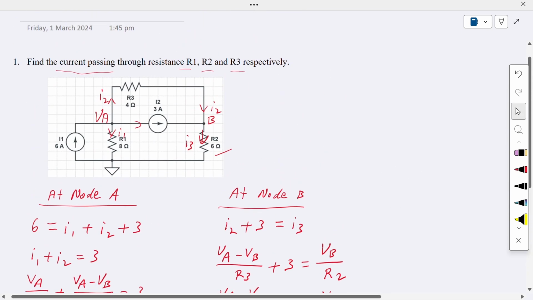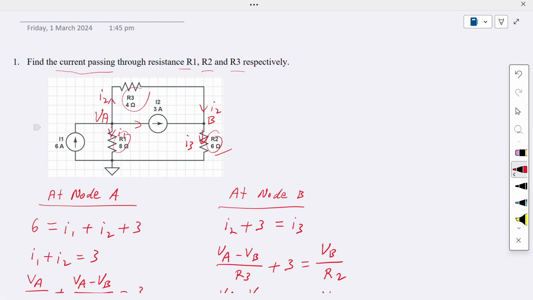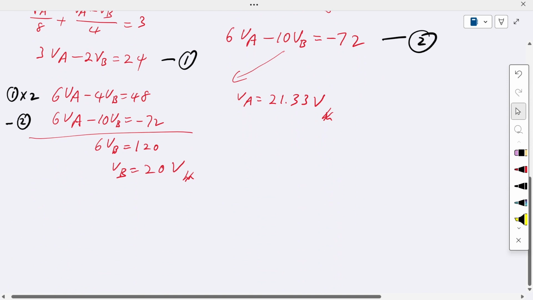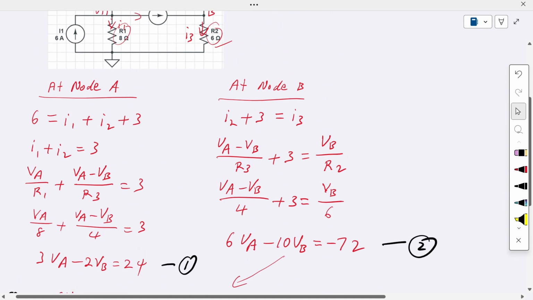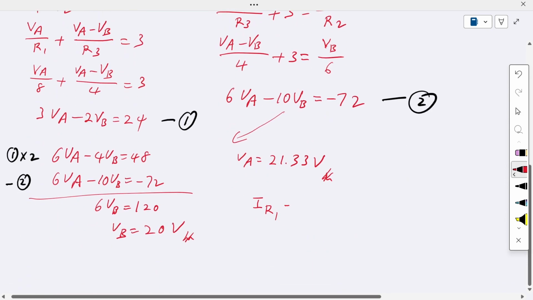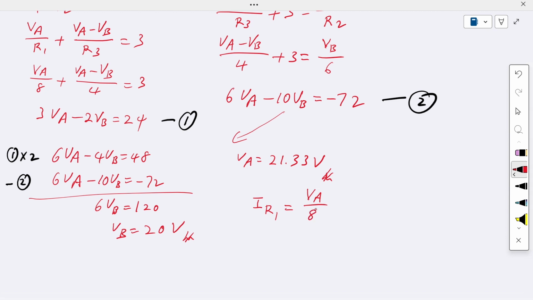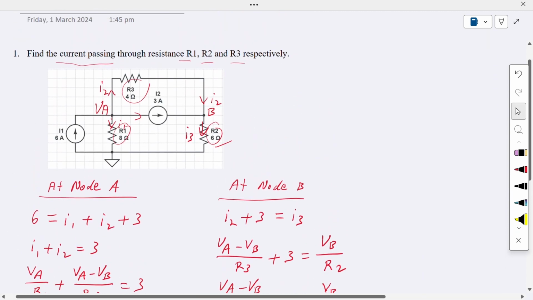So you have VA and VB, then you can find the current passing through R1, R2, and R3 just by substituting the values. For the current through resistor R1, this is equal to VA divided by the R1 resistance value, which is 8 ohm. So VA is 21.33 divided by 8. Then you get the current for this is 2.667 ampere.